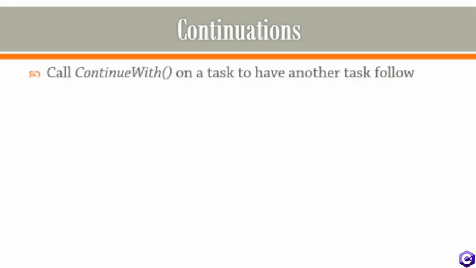All right, so let's try to summarize what we've learned in this section, and we'll start with continuations. That was the first thing we looked at, basically the idea that if you've got a task, you can call continue with on this task and specify yet another task that would follow this one, and you have your customization options. For example, you can provide a cancellation token.